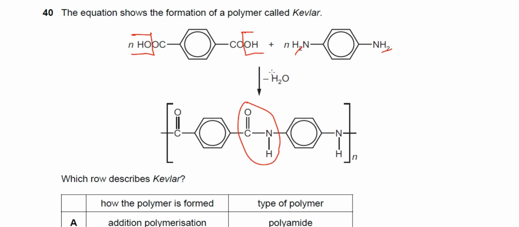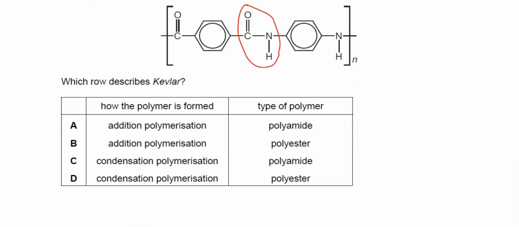Remember, as water is removed, we can say this is a condensation polymer. This is not addition. Water is removed, because mass is decreased, there is a loss of mass in condensation, but there is no loss of mass in addition. So that's why we can say not addition. Condensation polymer, this part is correct, and polyamide.